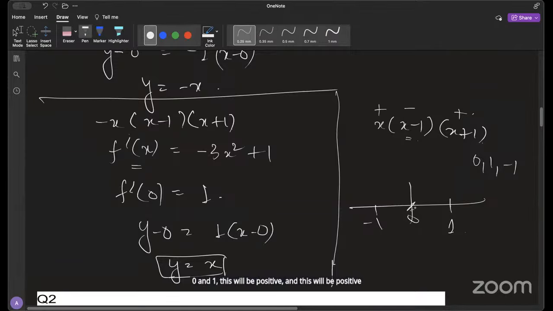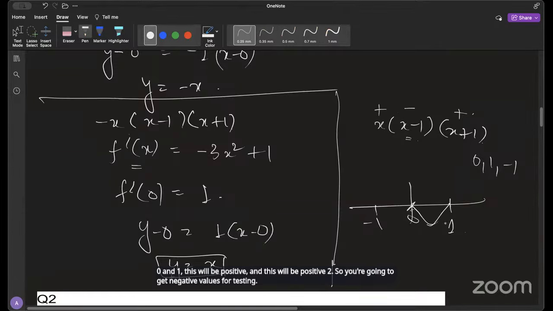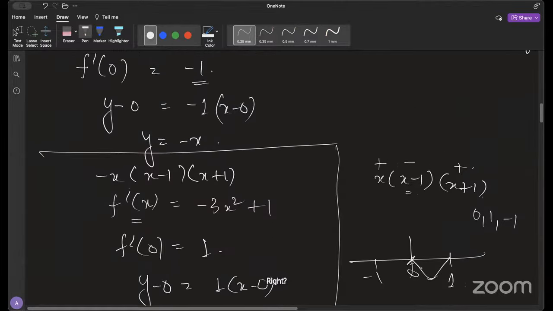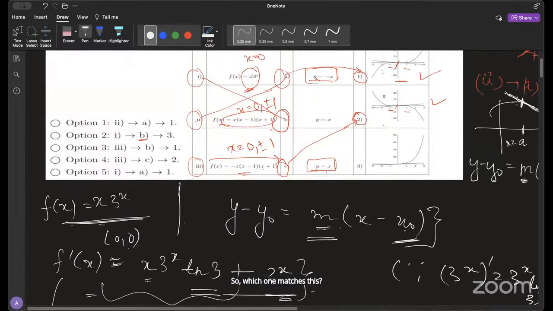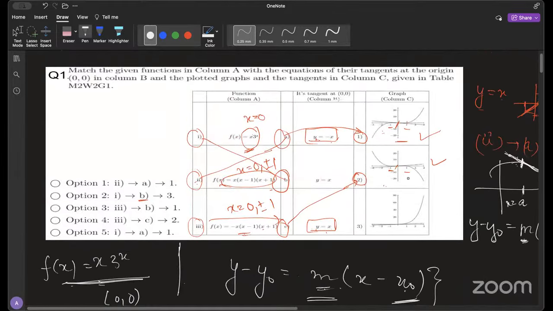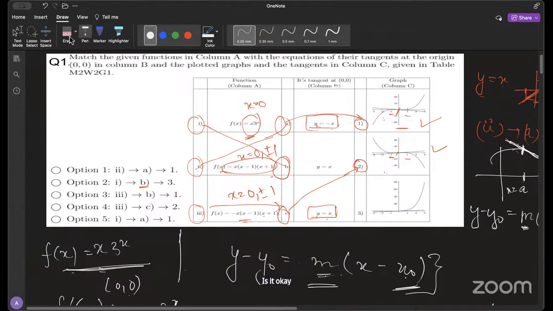So you're going to get negative values. Yeah, ma'am. So which one matches this? This one matches it, right? Negative value between 0 and 1. Yes, okay, sir. Okay.